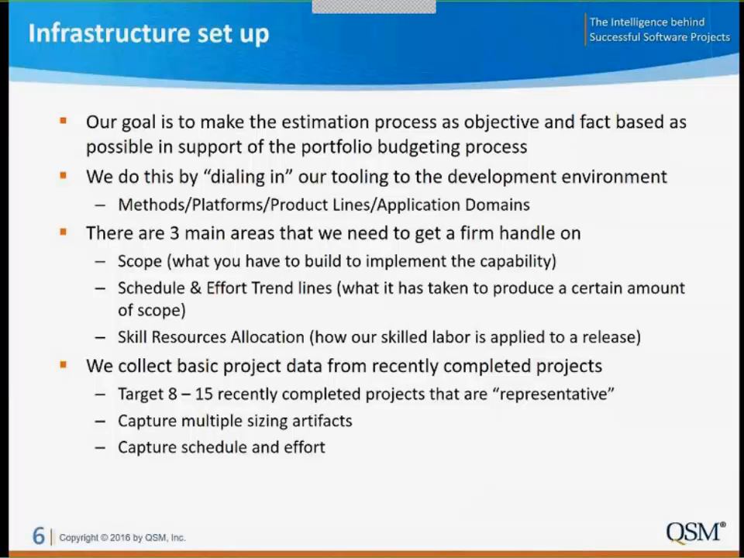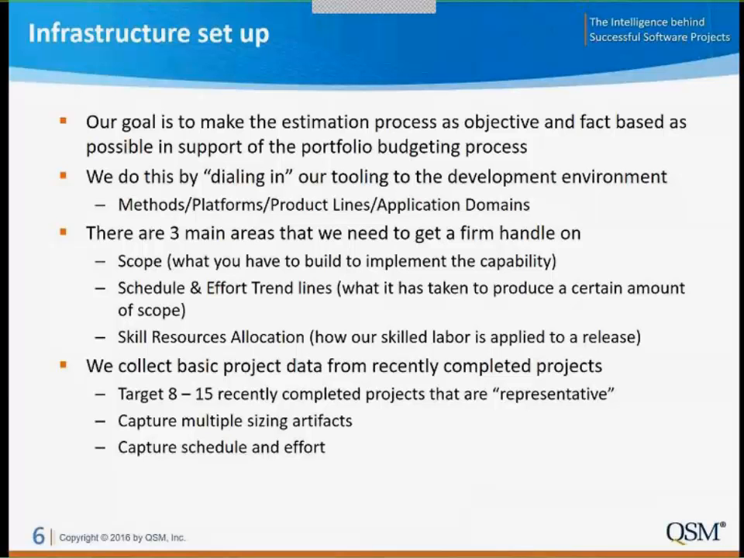The process of how we get these three main areas pulled together is, as our starting point, we do a basic data collection on recently completed projects. We try to get somewhere in the range of 8 to 15, the more the better, obviously, and we try to make them as representative of the class of work that we're going to be focused on as we can.